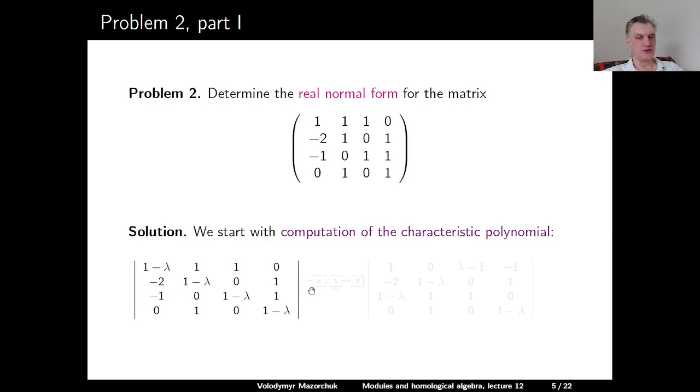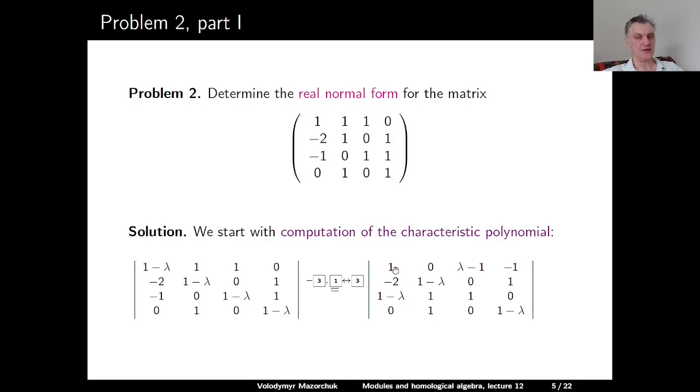So swapping the rows gives us the minus sign, multiplying by -1 gives us another minus sign, and they cancel each other. So now we have the determinant of the matrix 1, 0, lambda -1, -1, -2, 1 minus lambda, 0, 1, 1 minus lambda, 1, 1, 0, 0, 1, 0, 1 minus lambda.